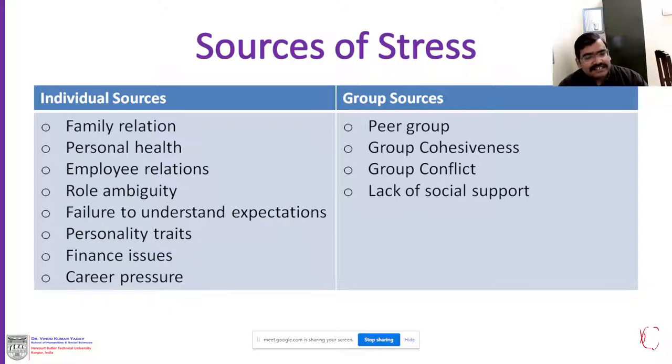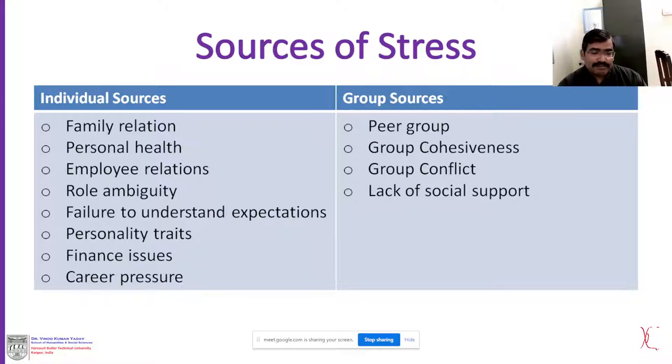Like as a son or daughter in your family, many times a situation comes when you fail to understand the expectation of your parents, what they want, and if you fail to understand, then obviously your direction would be different from their expected direction. The same thing happens in your organization. If you fail to understand your boss's expectation, then it will give you tension.